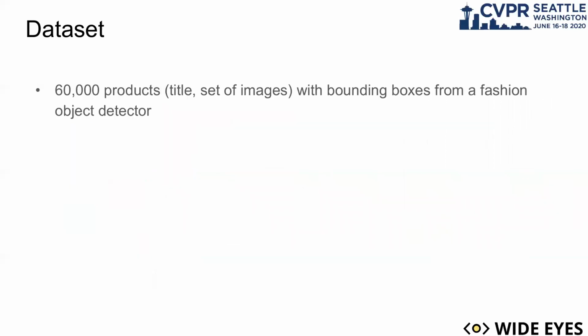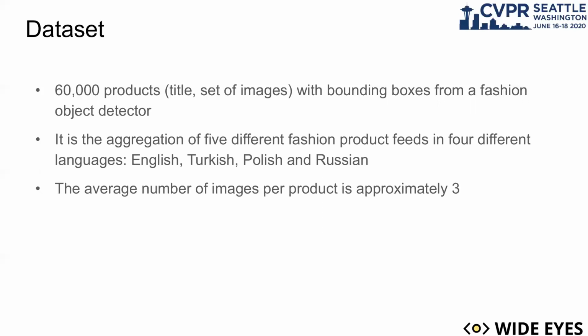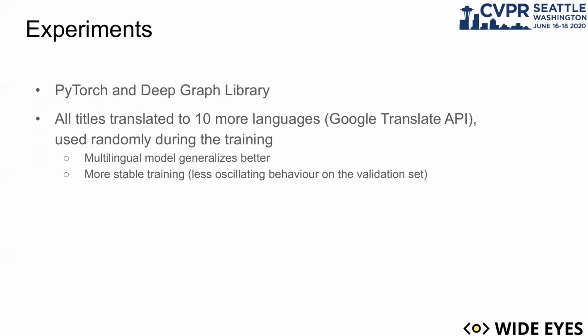So the dataset consists of 60,000 products with bounding boxes from a fashion object detector. These bounding boxes are computed before the training. It's an aggregation of 5 different fashion product feeds in 4 different languages, which are English, Turkish, Polish, and Russian. The average number of images per product is approximately 3. We use PyTorch and Deep Graph Library.